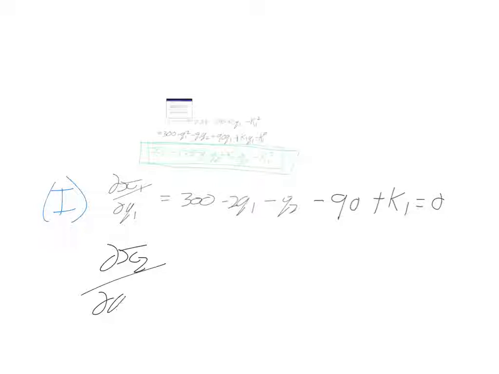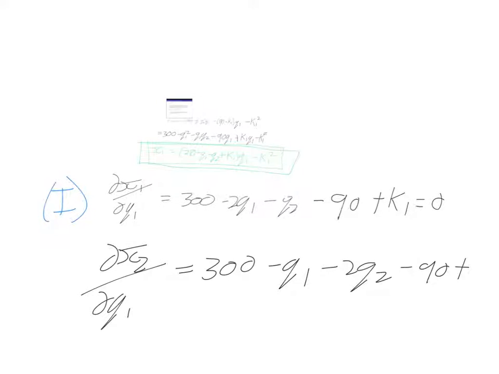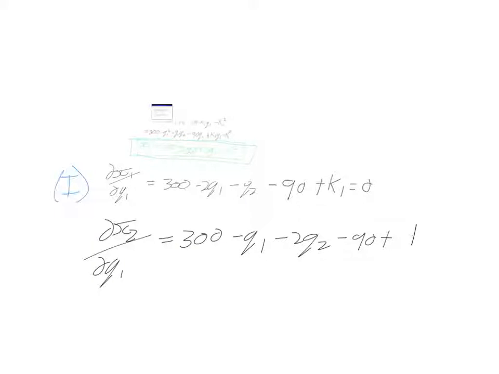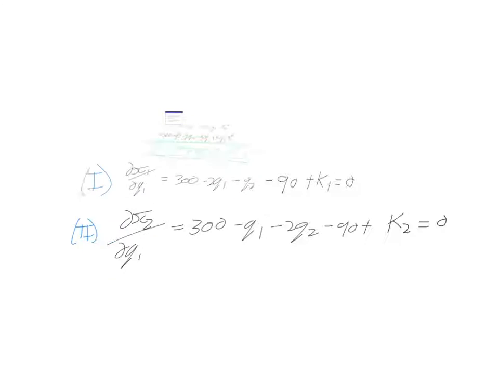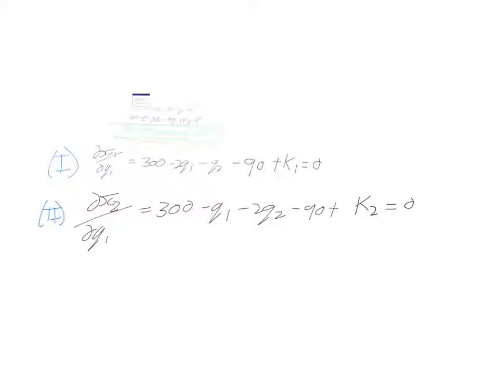Without doing it all over again, we know that the two firms are again symmetric, so we just swap the Q1s and the Q2s. So this becomes 300 minus 2Q2 minus Q1 minus 90 plus K2 equal to 0. Cool. Alright, so that's the profit function part of the question.